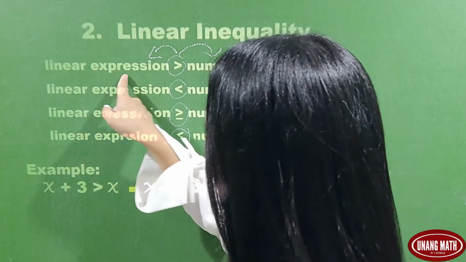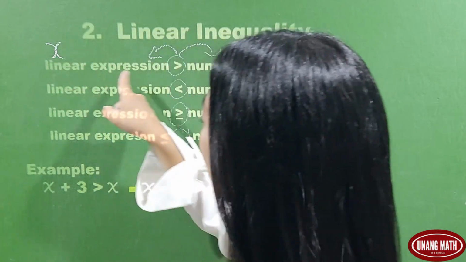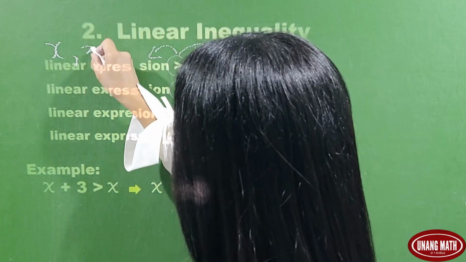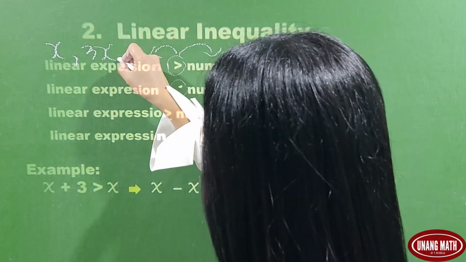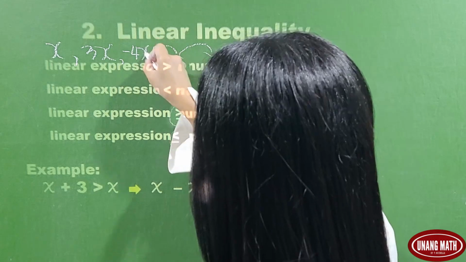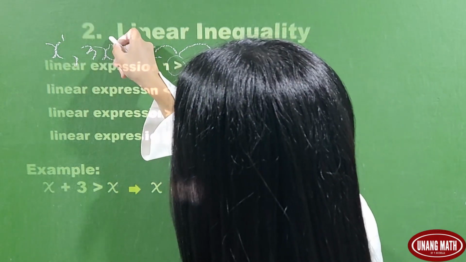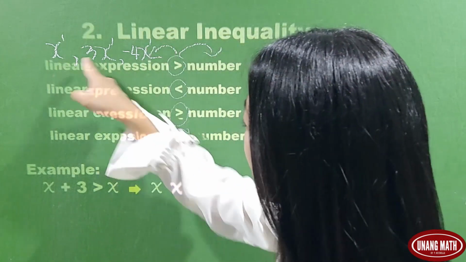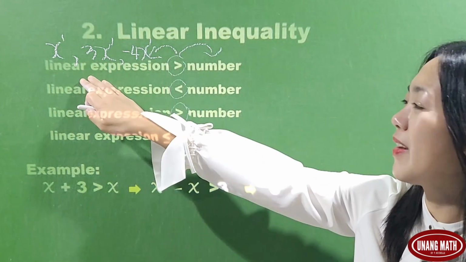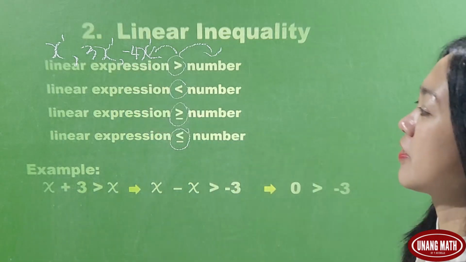Okay, let's give an example. x is a linear expression. 3x is also a linear expression. Negative 4x is also a linear expression. The highest power of the variable is 1. So these are all examples of linear expressions.